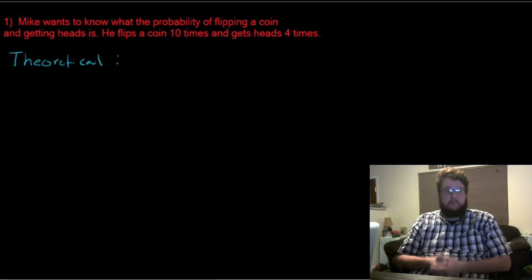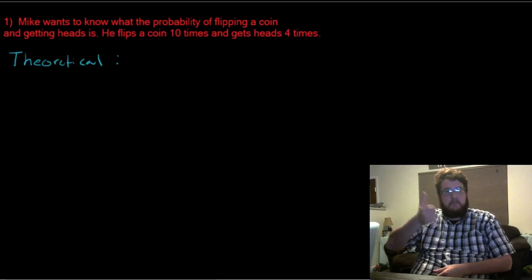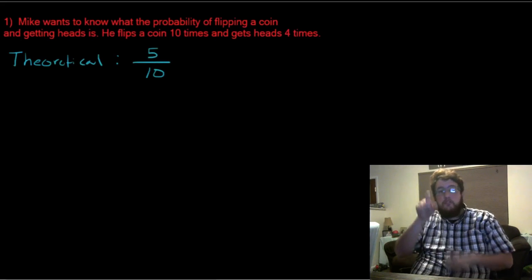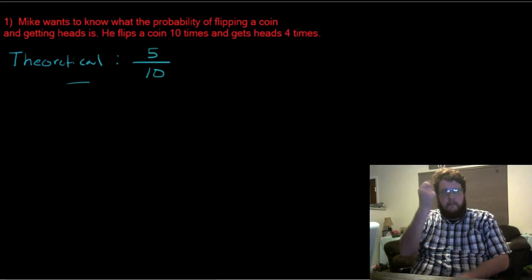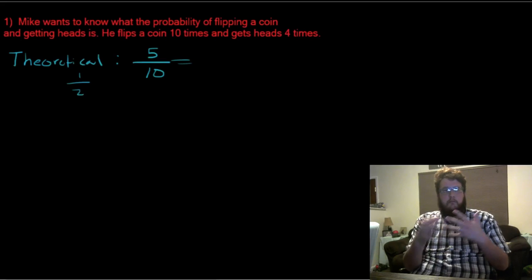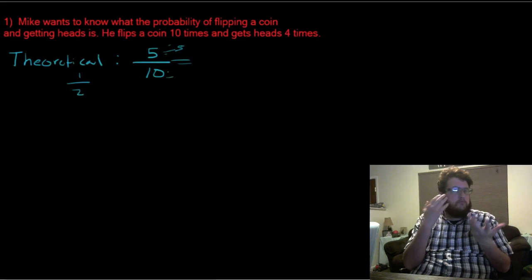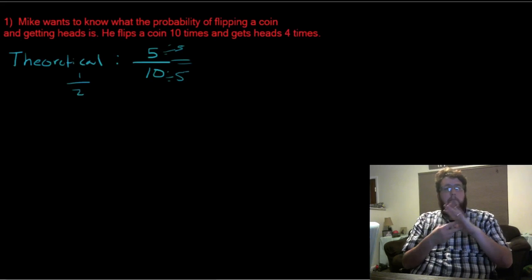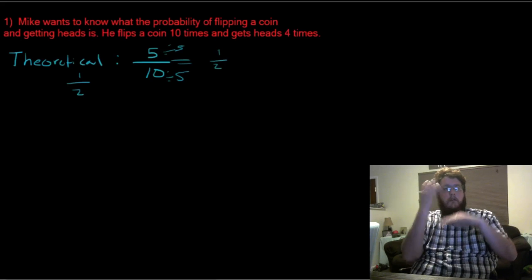And he's flipping a coin. So if he flips a coin 10 times, 5 of those should be heads, because we know that in flipping a coin there are 2 possible outcomes. One of those is heads. And we can divide both the top and the bottom by 5, and we'll get 1/2.